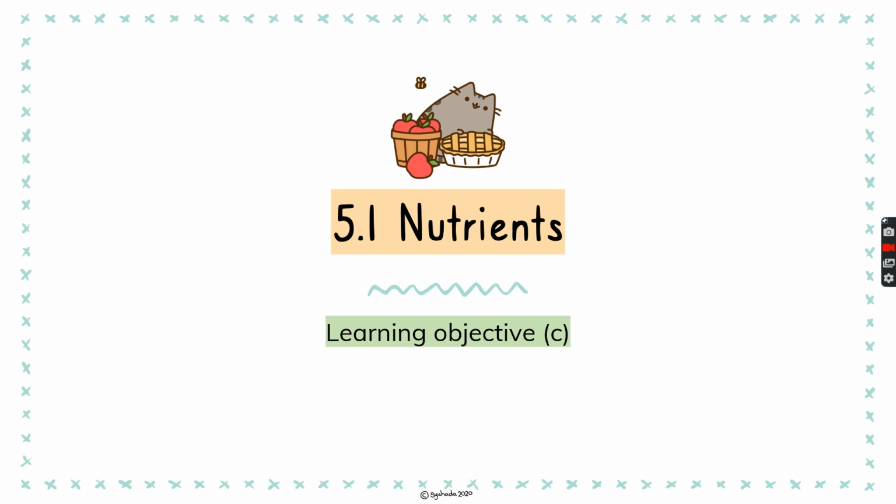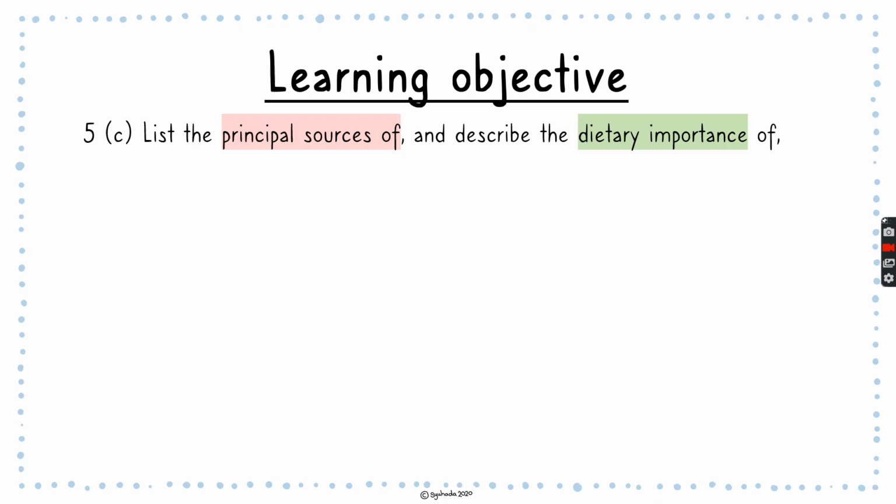Now let's look at 5.1 nutrients, learning objective C. So learning objective 5C that you can find in your syllabus guide states to list out the principal sources of and describe the dietary importance of.